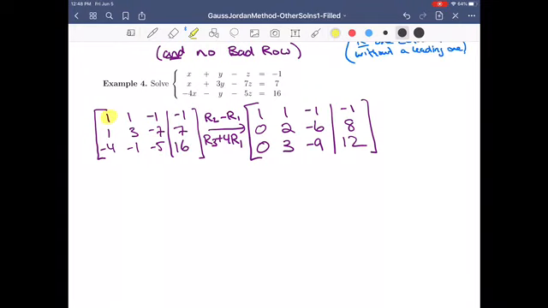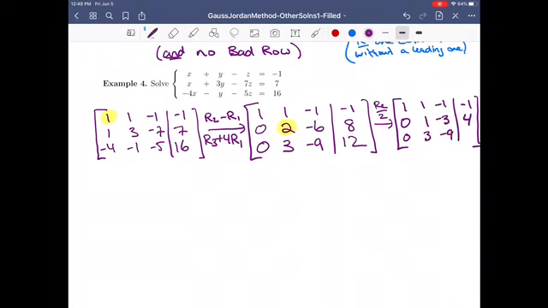So now, with my method, I'm done pivoting in column 1, so I go down 1, over 1, and now I want to pivot at this 2. So the first step here is going to be row 2 divided by 2, or 1/2 row 2. Everything else stays the same. So I divide everything in row 2 by 2. I'm going to get 0, 1, negative 3, and 4. Row 3 is 0, 3, negative 9, and 12.